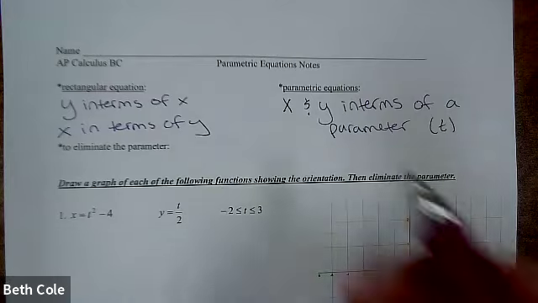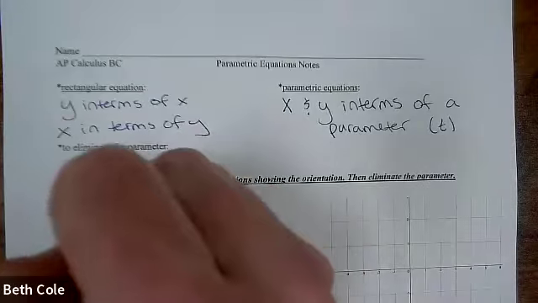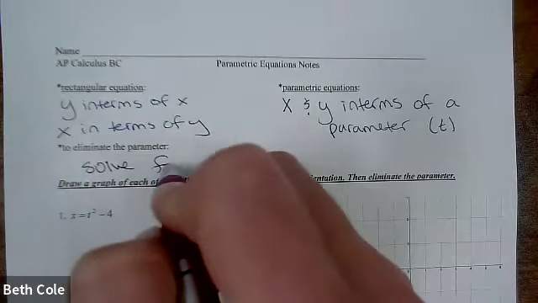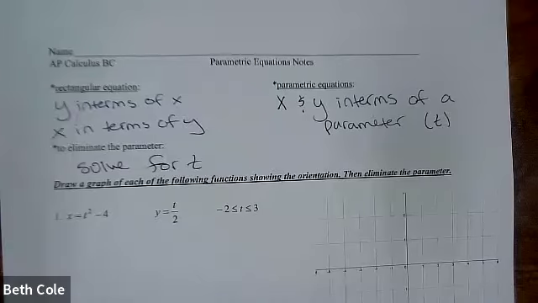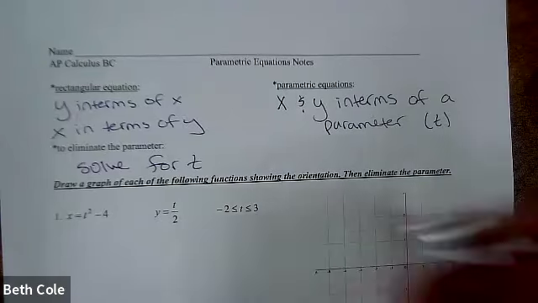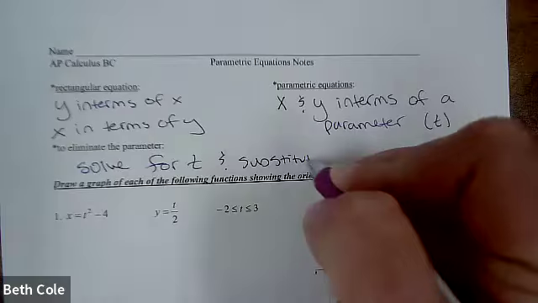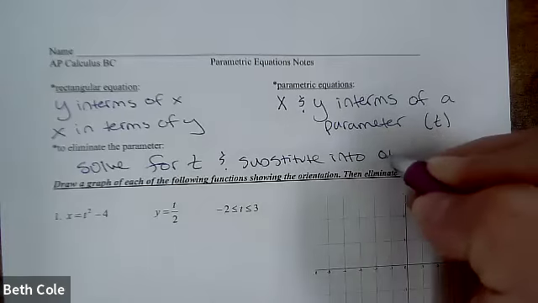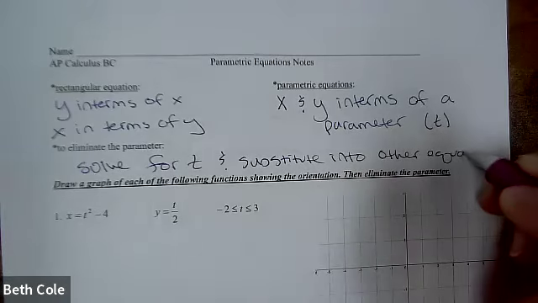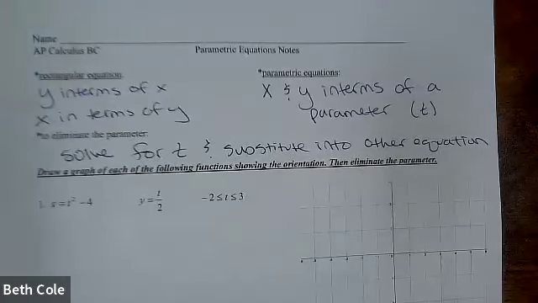To eliminate the parameter, you're going to solve for t in one equation and substitute into the other equation. Basically, it's just a lot of algebra. So if your algebra skills are good, then you'll be just fine.